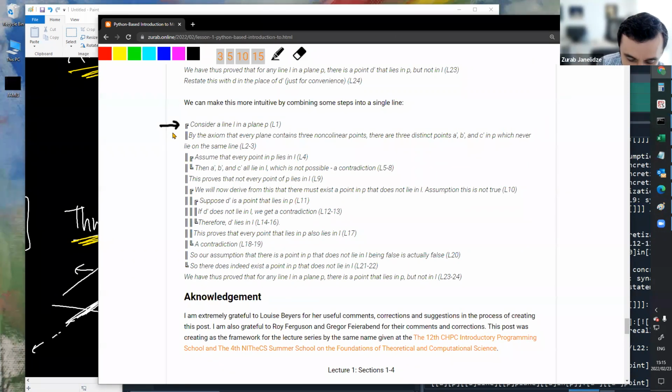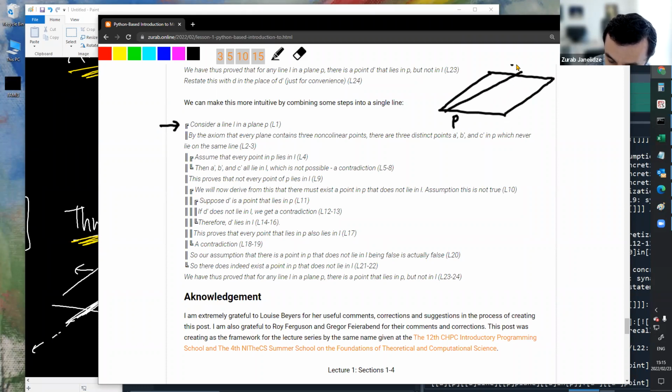In the first line, we're saying, consider a line L in a plane P. Well, that makes sense because we want to prove something about any line on a plane, right? So let's say this is a plane P, and we have a line L. So this is our line L, lying on the plane P.